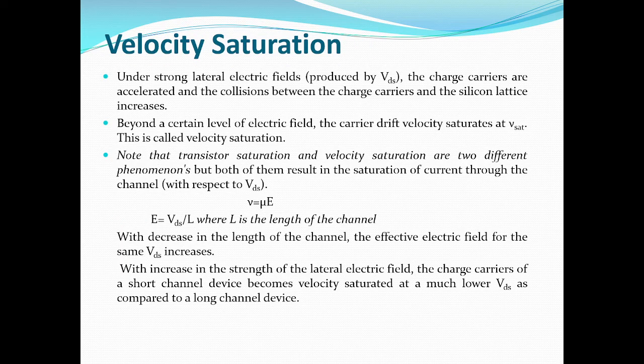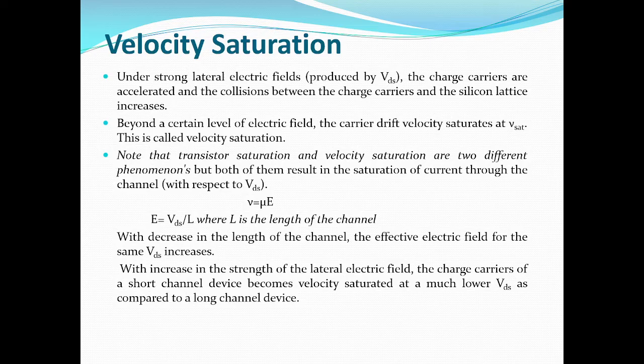Next we will move on to velocity saturation. Under strong lateral electric fields, the charge carriers are accelerated and the collisions between the charge carriers and the silicon lattice increase. Beyond a certain level of electric field, the carrier drift velocity saturates at v sat. This is called velocity saturation. Note that transistor saturation and velocity saturation are two different phenomena, but both of them result in the saturation of current through the channel with respect to VDS.